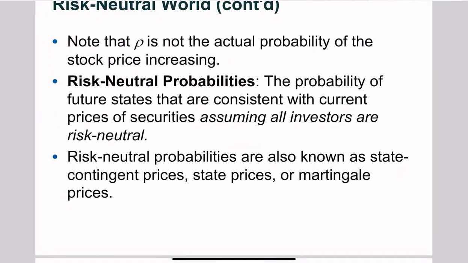Okay, so maybe let me summarize, right? First, this P is not the actual probability that the stock price will increase from 50 to 60. It is just the risk-neutral probability. So the risk-neutral probability is the probability which is consistent with the current price of securities, assuming all investors are risk-neutral.